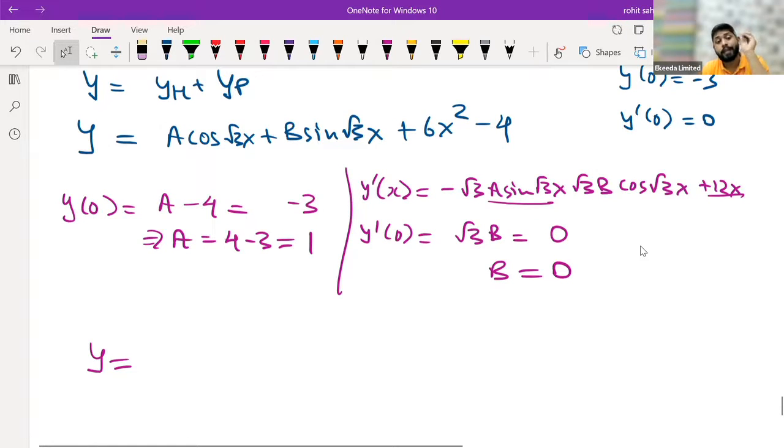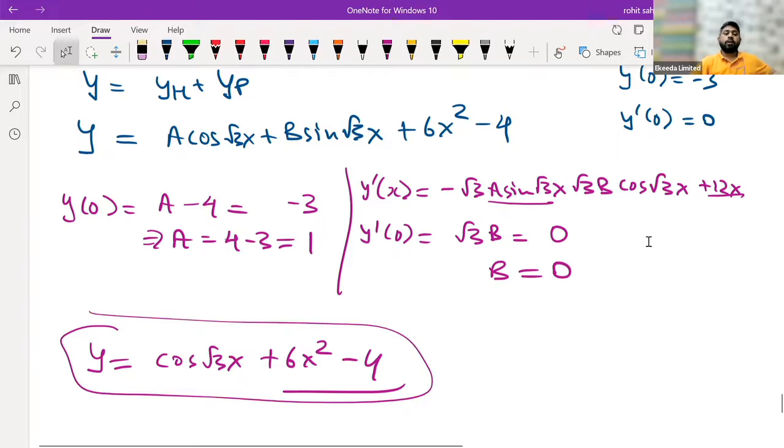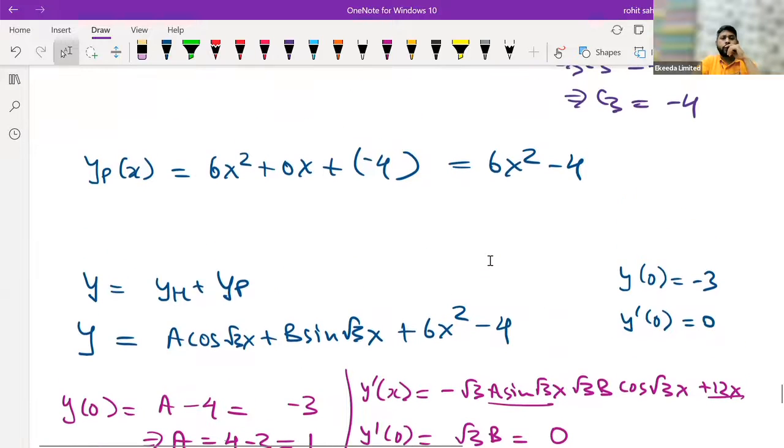Your final solution as per the initial value condition, that is, according to the conditions given earlier, it should be cos of root 3x, b sin root 3x, b is gone, 6x square minus 4. This should be your complete solution. So considering your initial condition, the modification case, there we have to put some exception cases, I will tell you about that.